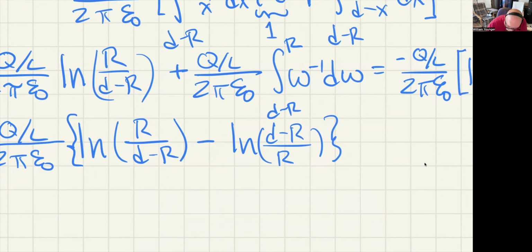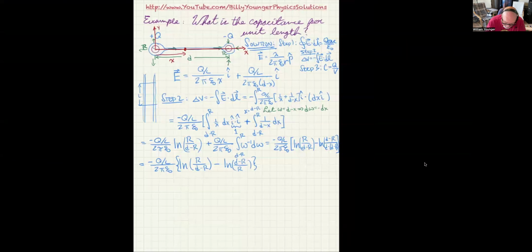And since that's a minus, now we're actually getting, instead of multiplying d minus r over r times r over d minus r, we're actually dividing by it. So what this is going to become is negative q over L over 2 pi epsilon naught natural log of r over d minus r, that's for the left term, divided by d minus r over r, and that's for the right term. Now, that just basically gives me d minus r squared in the bottom and r squared in the top.